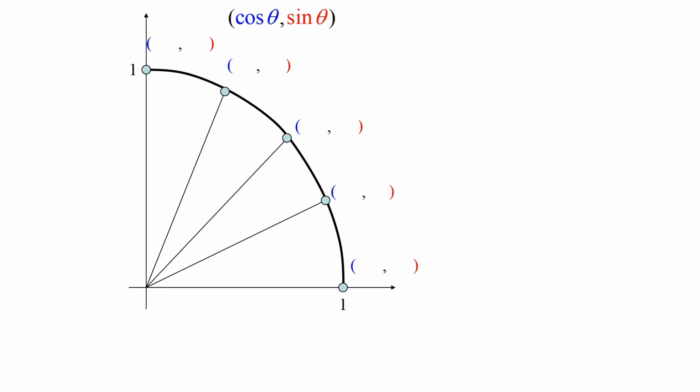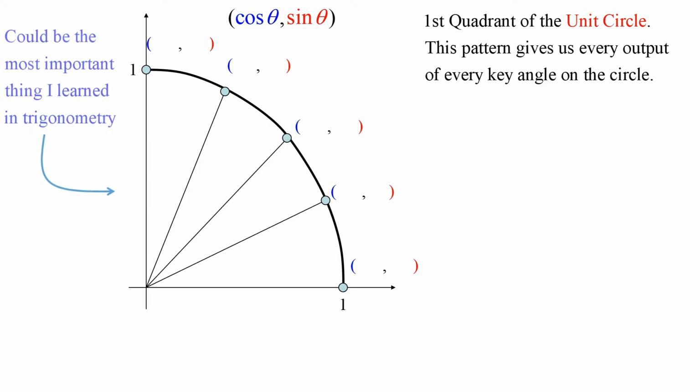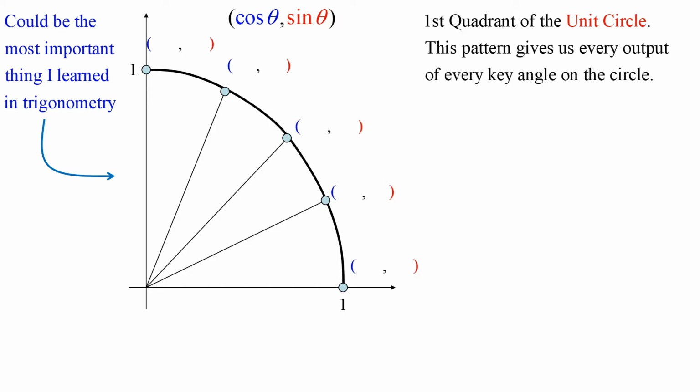This diagram could be the most important thing I ever learned in trigonometry. This is a diagram of the first quadrant of the unit circle. This pattern gives us every output of every key angle on the circle. And again, could be the most important thing I learned in trigonometry. Now, it's very simple. On the unit circle, remember, the outputs or the coordinates of each of these points right here on the unit circle, well, the x is the equivalent of cosine of theta and the y is the equivalent of sine of theta, like I wrote right up here.